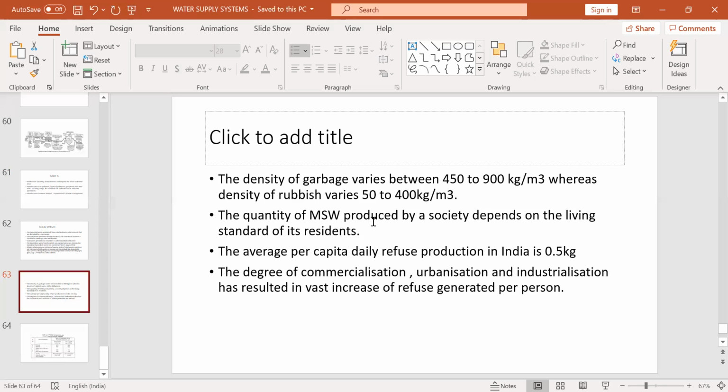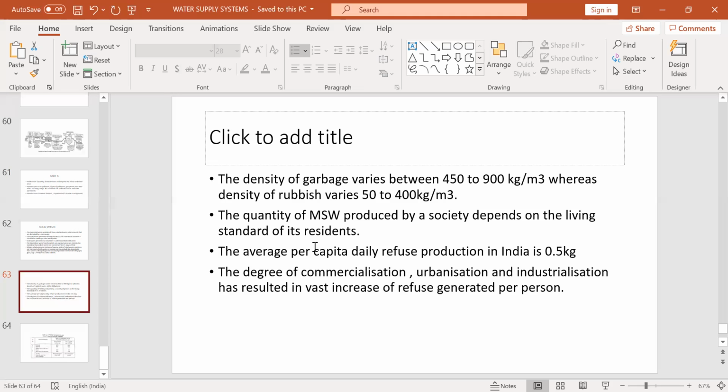The quantity of MSW produced by a society depends on the living standard of the residents. I have told you, the higher the living standard, you use more refrigeration, air conditioning, vacuum cleaning, washing machines. Higher class people use all these things, even the upper middle class or nowadays middle class people also use them. So if the living standard is raised considerably, then of course your solid waste production will be more.